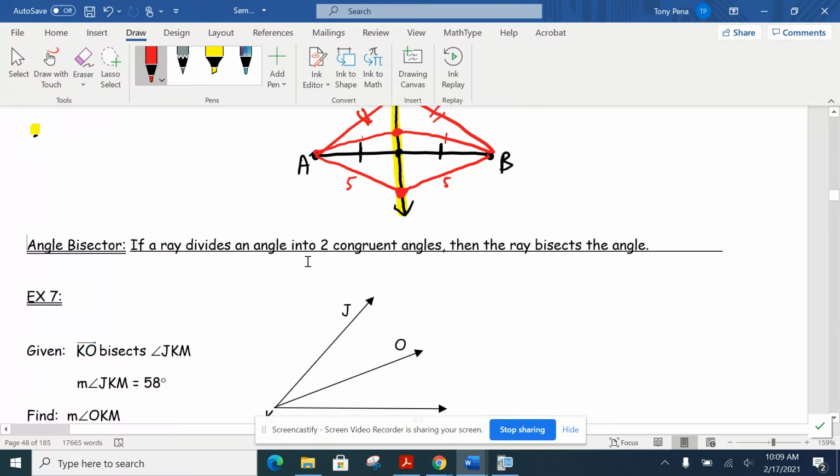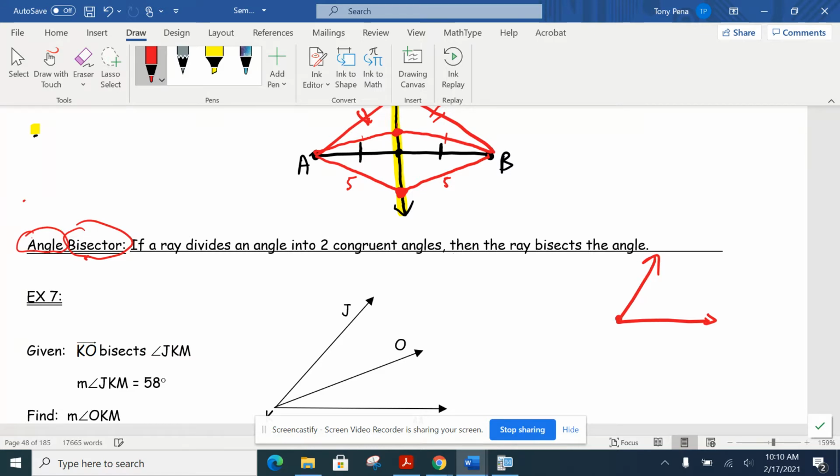All right, last thing, and then we'll start doing some problems. So an angle bisector is hopefully kind of self-explanatory. You're going to have an angle, and it's going to be bisected. So if you remember, bisect basically means cut in half. So if you think about an angle, draw in an angle. And then what this says: if a ray divides an angle into two congruent angles, then it bisects that angle.